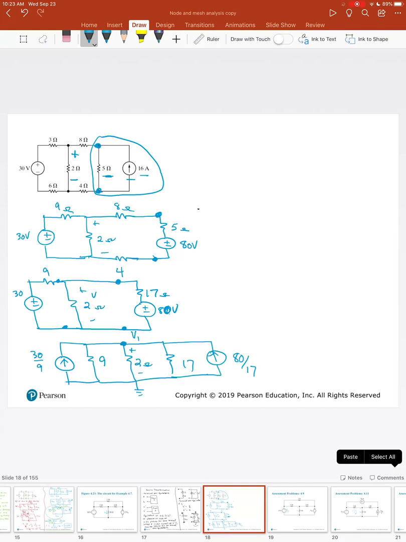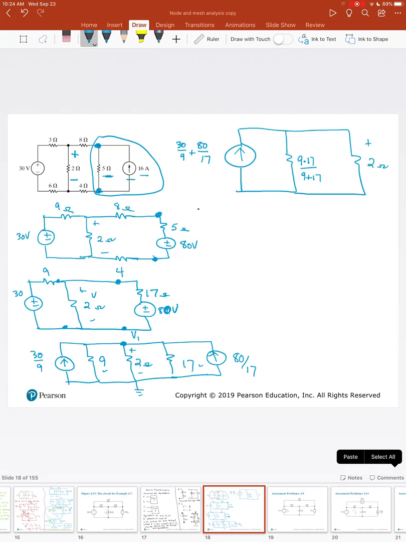V1. Since we already kind of did that, let's practice with combining circuits, combining current sources and resistors. So I have two current sources. They're both pointed up, so I can add those two, and that'll just be 30 over 9 plus 80 over 17. And then I have two resistors here, the 9 ohm and the 17 ohm. So I can combine those in parallel. And then here is my 2 ohm resistor left completely alone, and that's the voltage that I want.